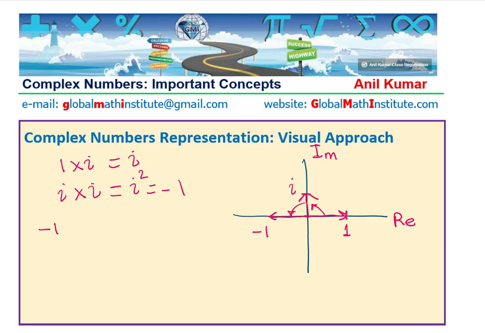Now, if I multiply minus 1 again with i, I get minus i, which is right there, correct? And if I multiply minus i by i, I get minus i square, which is again 1, and so it goes back. So, as you can see, multiplication by i is a counterclockwise rotation of the number, of complex numbers. This is another very important thing to look at. So I hope you got the visual representation also.